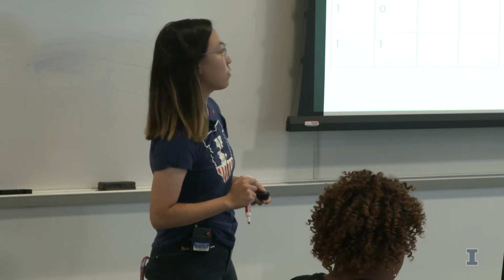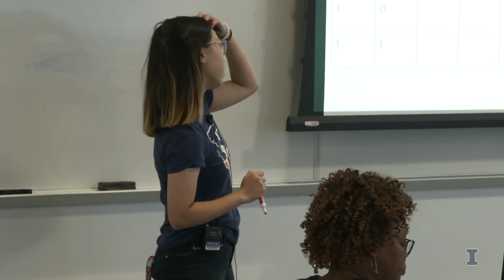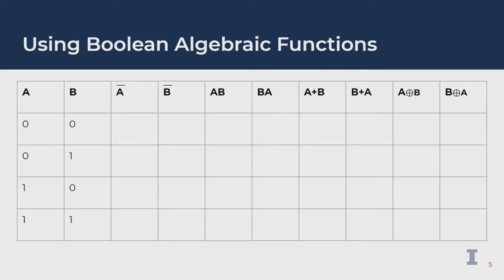Yeah, zeros and ones. Right, so A and B are basically your inputs, and these are the values we're going to be giving you for those rows. The first two columns are the NOTs, the second two columns are ANDs, the next two are ORs, and the last two are exclusive ORs. So that helps.